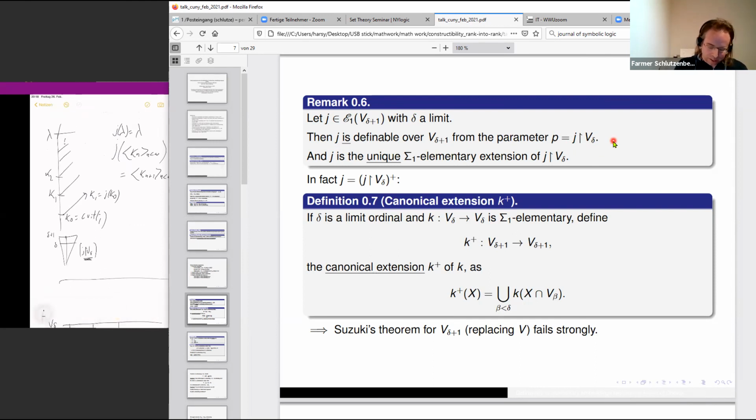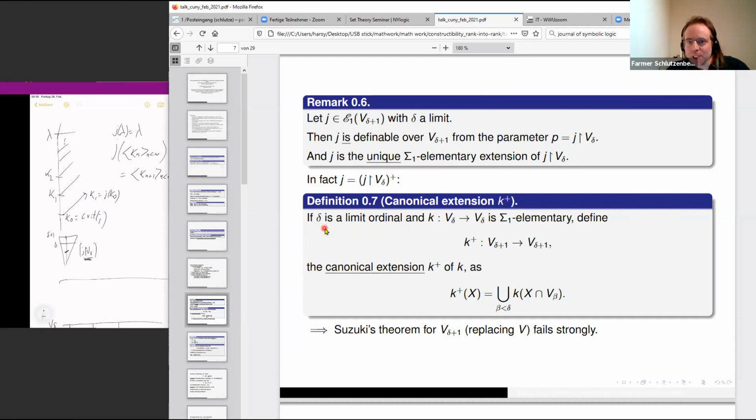J restricted to V delta is a set of pairs X, Y which are in V delta, so this is a subset of V delta. So this thing is a potential parameter. And in fact, J is definable from it, and moreover it's the unique Sigma 1 elementary extension of this restriction, done in a canonical way. So J is equal to the canonical extension of its restriction to V delta, and the superscript plus denotes this extension. It's easy to see that.